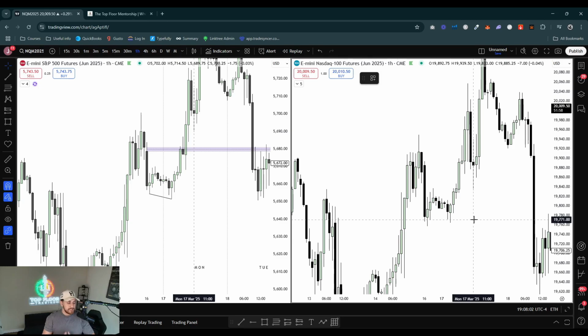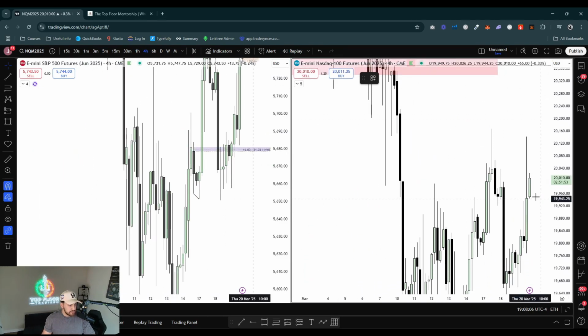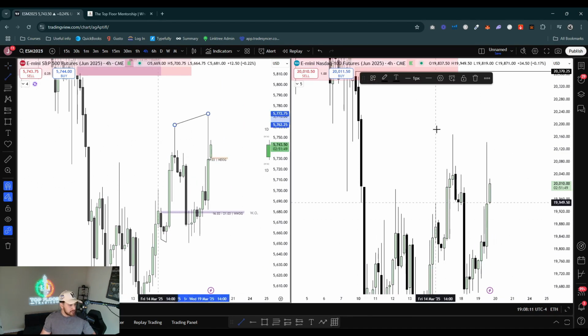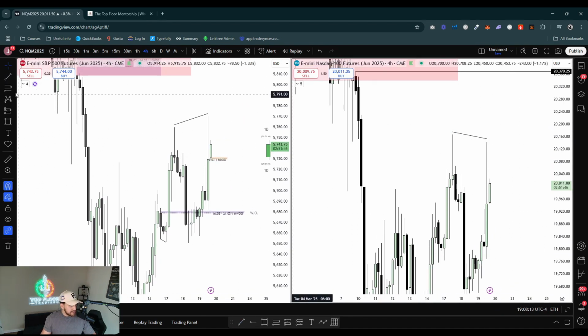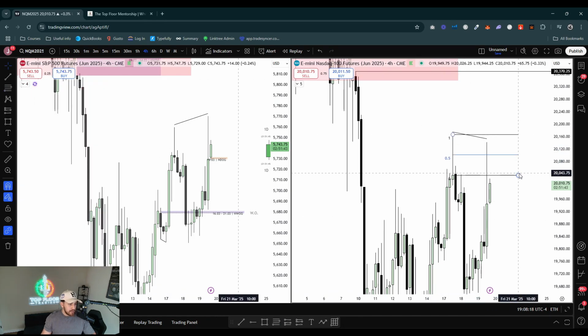Obviously, you might have to zoom into like the 1 minute. For example, if we go over to today's price action, if we go to the 4 hour, you'll see that we had SMT divergence up here with ES and NQ, and this actually tapped the 0.5, but it went a little bit higher.